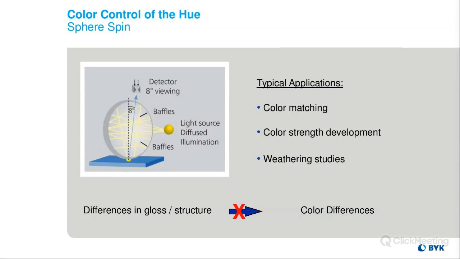And that brings us to the other major geometry of solid color instruments, and that is the sphere instrument, specifically here the sphere SPIN. SPIN stands for specular included. You'll also see SCI, specular component included. Those are the same thing.